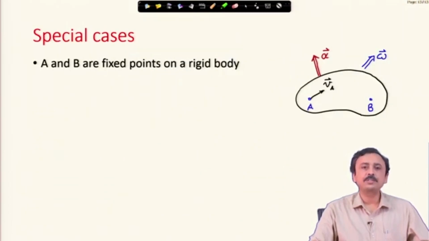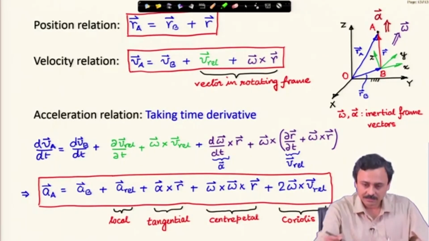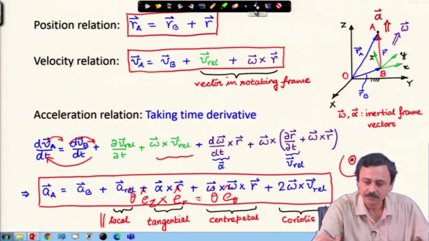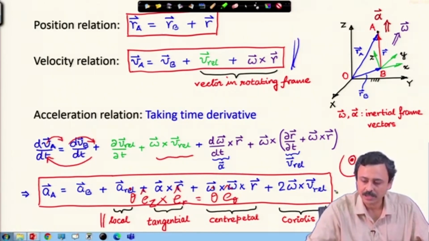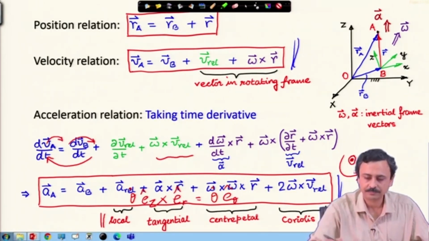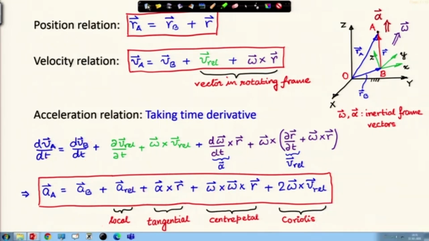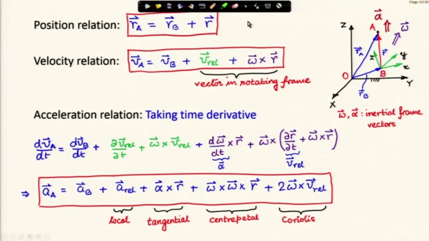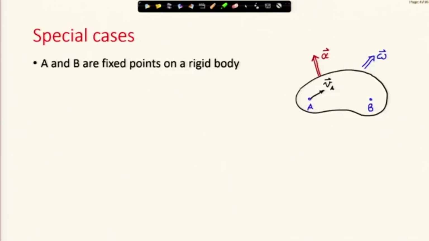Now, let us look at some special cases of these general formulae that we have derived. Suppose A and B are 2 points fixed on a rigid body. What happens to our general expressions? Remember, these are our general expressions. This is the velocity relation and this is the acceleration relation. So, these are our general relations. Now, let us specialize to certain situations.